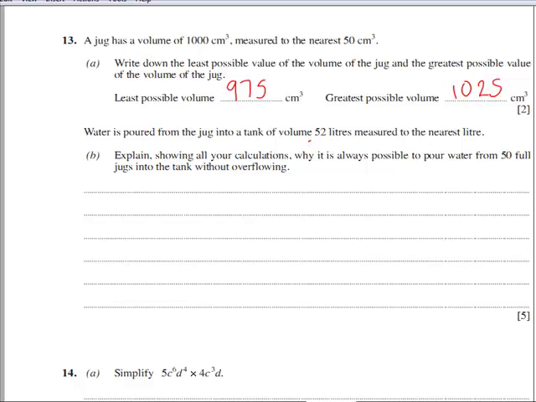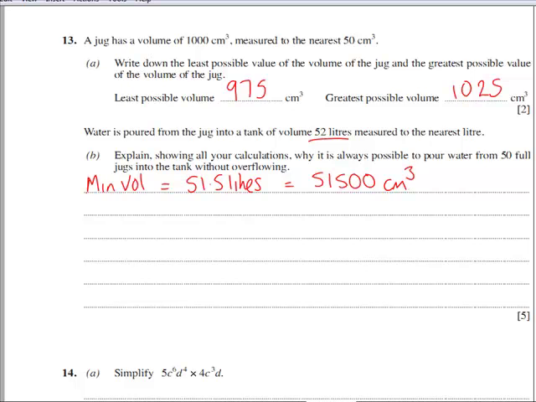Water is poured into a tank of volume 52 litres, to the nearest litre. Explain, showing all your calculations, why it is always possible to pour 50 full jugs into the tank without it overflowing. Well, we have to assume then that the tank is at its minimum volume, which would therefore be 51.5 litres, which in centimetres cubed would be 51,500 centimetres cubed. There are 1,000 centimetres cubed in a litre.